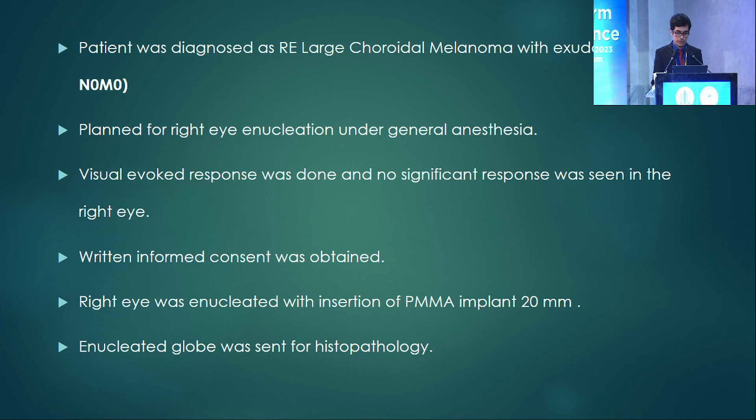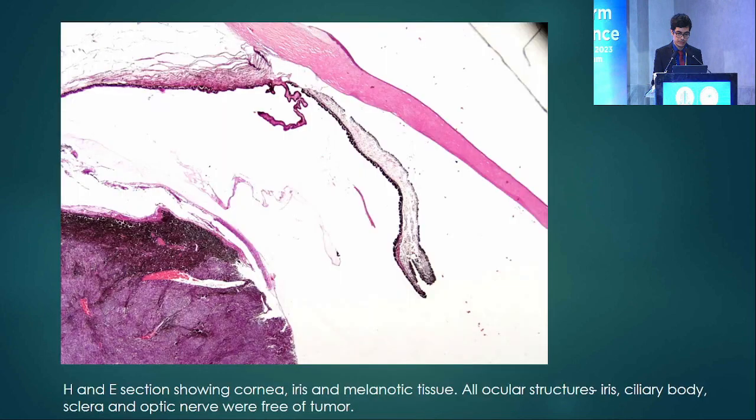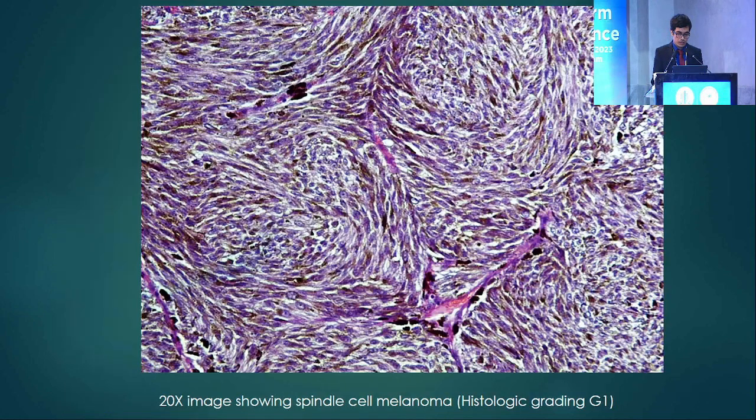Visual evoked response was done and no significant response was seen. After written informed consent, it was enucleated with insertion of a 20 mm PMMA implant, and the enucleated globe was sent for histopathology. This is the intraoperative image showing the retinal vessels behind the lens. The histopathological section shows cornea, iris and melanotic tissue. And this is a 20x image showing spindle cell melanoma, grade G1 on histology.